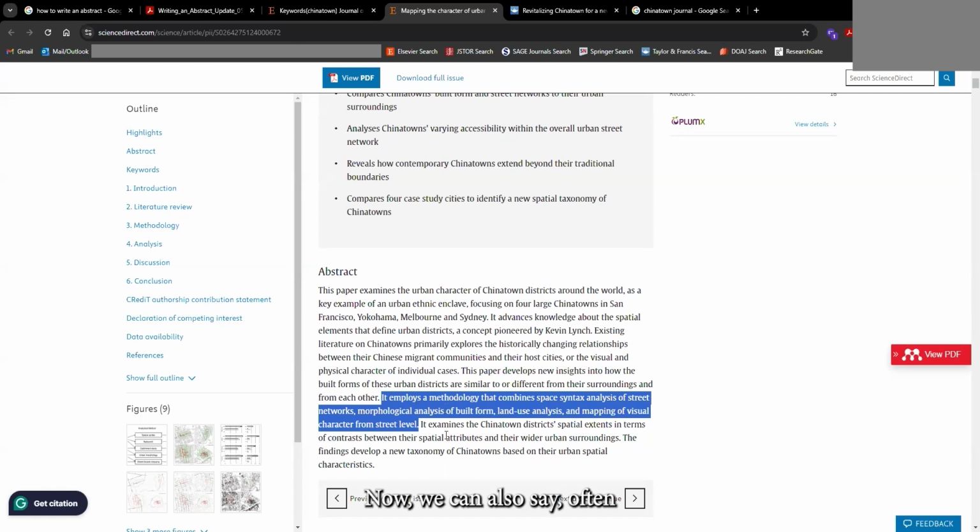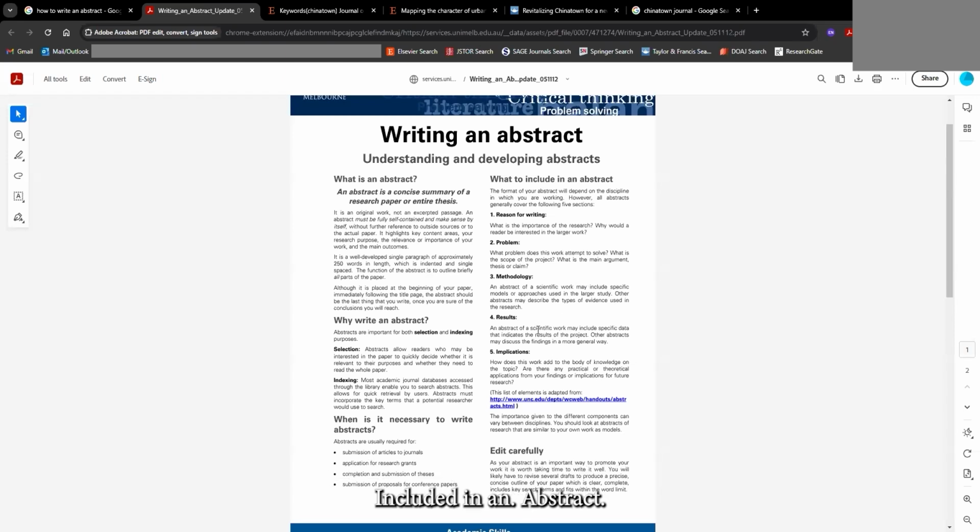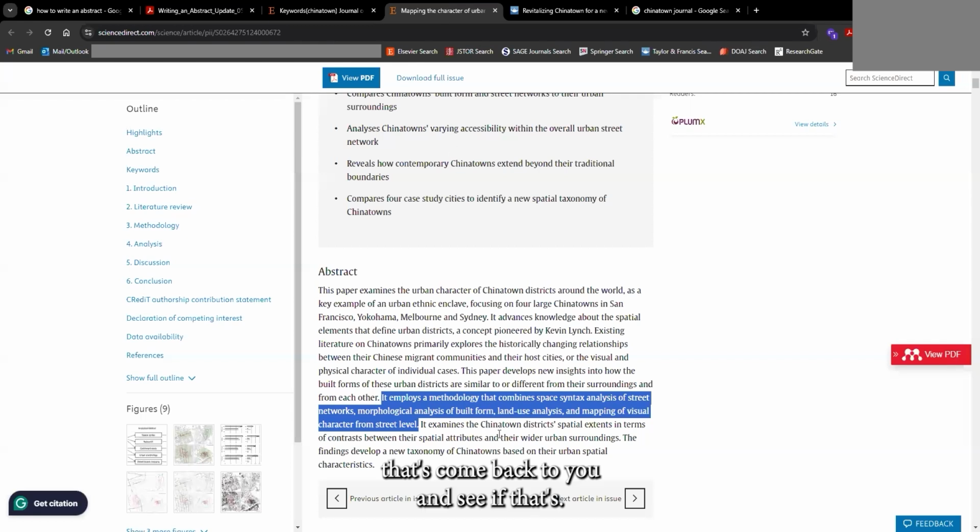Now, just remind yourself of the key things included in an abstract. After your methodology, you've got results and implications. Let's see if that's elaborated here. It may not be in the same order. For example, I'm seeing that it says this paper develops new insights into how la di la. That sounds like an implication or finding to me. And the very last sentence says findings develop a new taxonomy of Chinatowns based on their urban spatial character. So that sounds like a finding or implication to me.